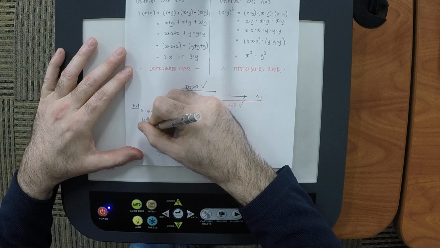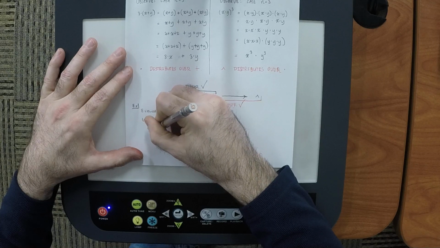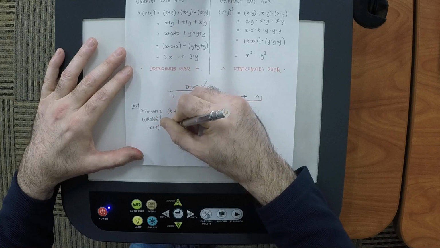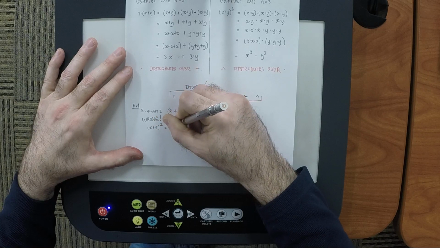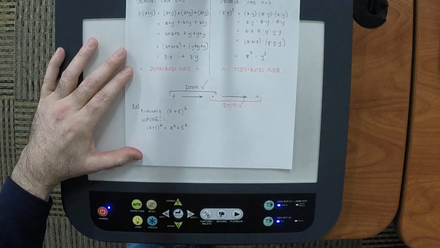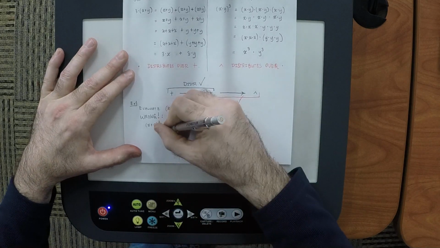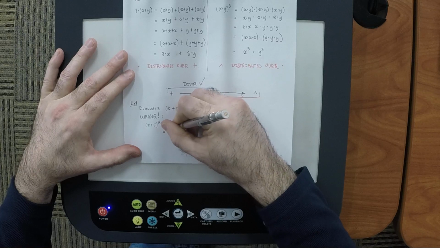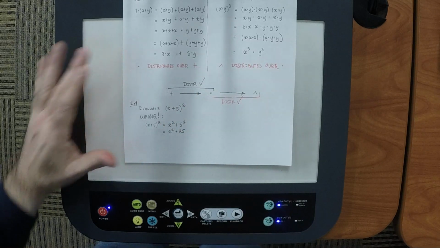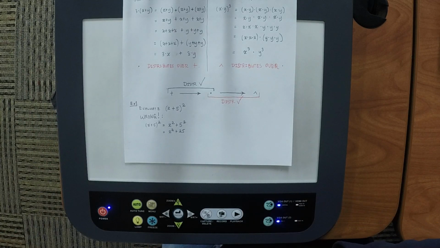For a student to do the following, to say something like, okay, x plus 5 all squared. That would be x squared plus 5 squared. But usually the student won't even write 5 squared. They'll just immediately write x squared plus 25. So this is wrong. And if you think that that's right, then this should be a very big wake-up call to you. Okay? This is wrong. It's incorrect.